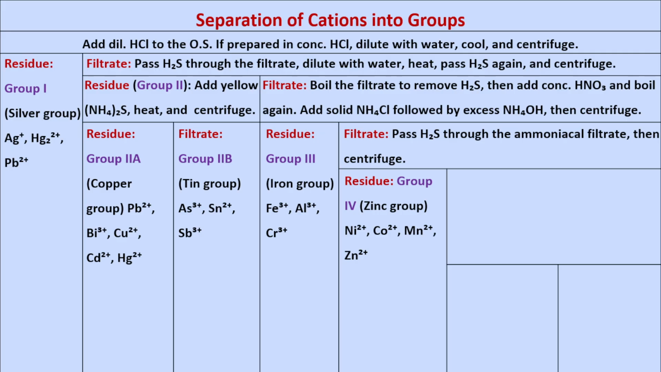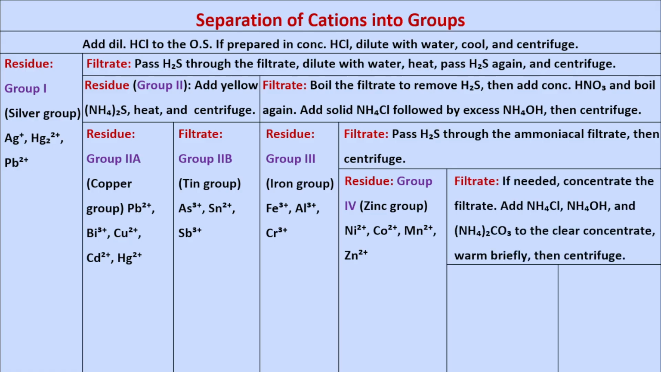If necessary, concentrate the solution a bit, then add ammonium chloride, ammonium hydroxide and ammonium carbonate. Warm the solution briefly and then centrifuge. The residue may now contain group 5 cations, which include calcium, strontium and barium. This is called the calcium group.